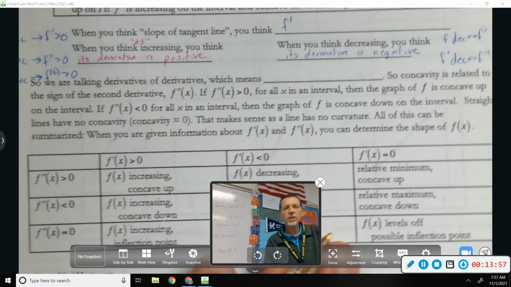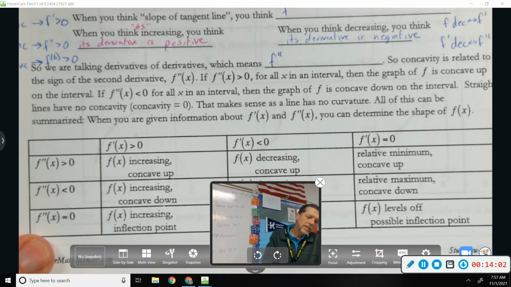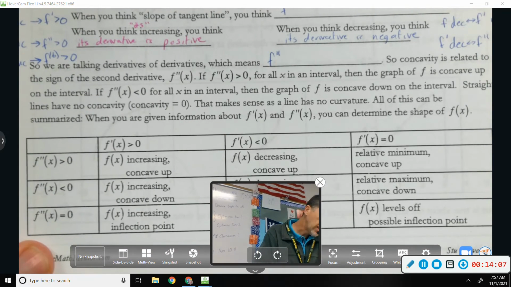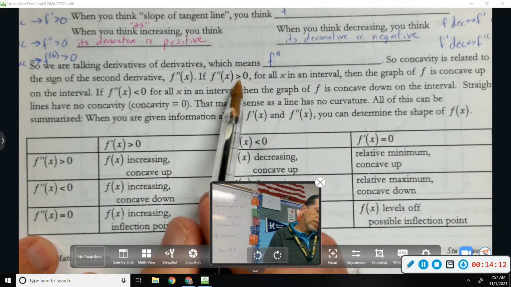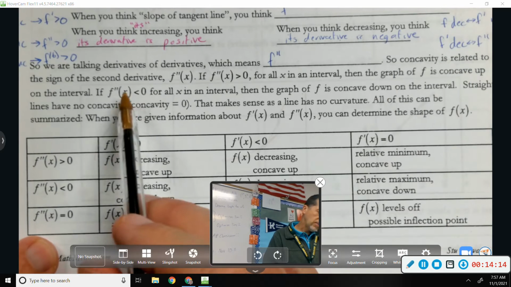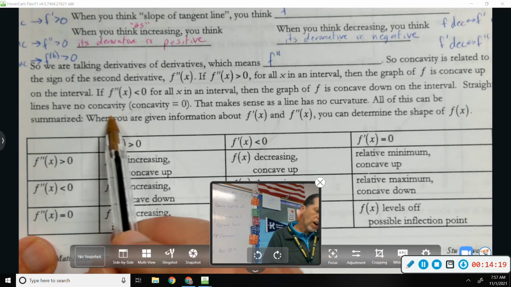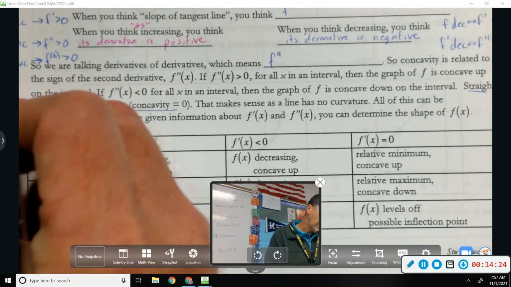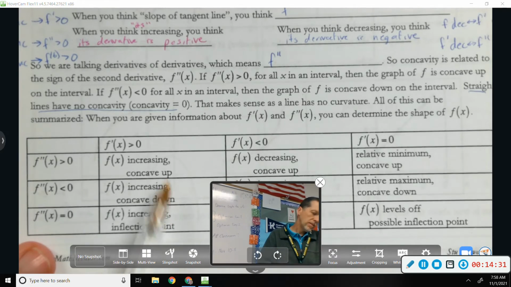We are talking derivatives of derivatives, which means second derivatives. So concavity is related to the sign of the second derivative. Again, most of this is review. If the second derivative is positive, then the graph is concave up. Second derivative is negative, the graph is concave down. Straight lines have no concavity. If you think about why that is, it's because their second derivative is zero. The first derivative would be their slope, but the second derivative would be zero for a straight line.